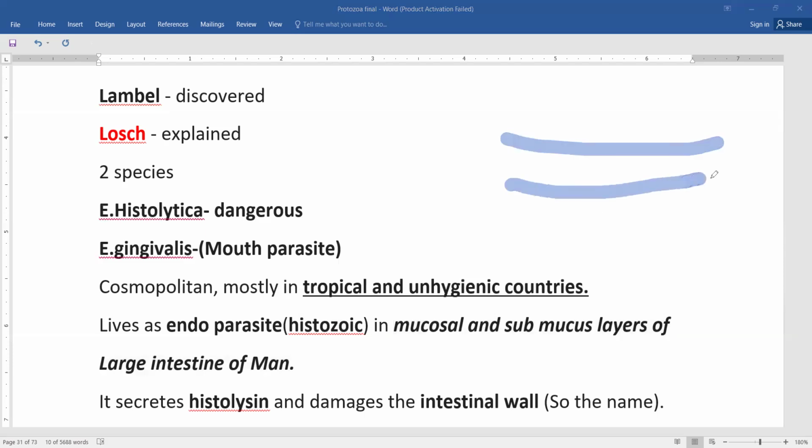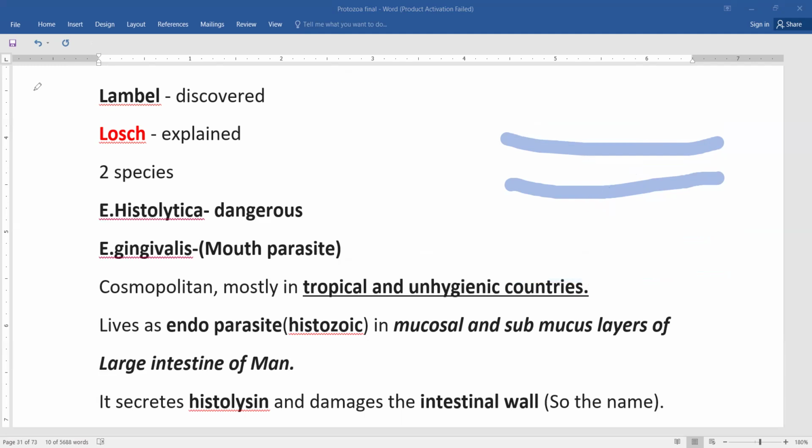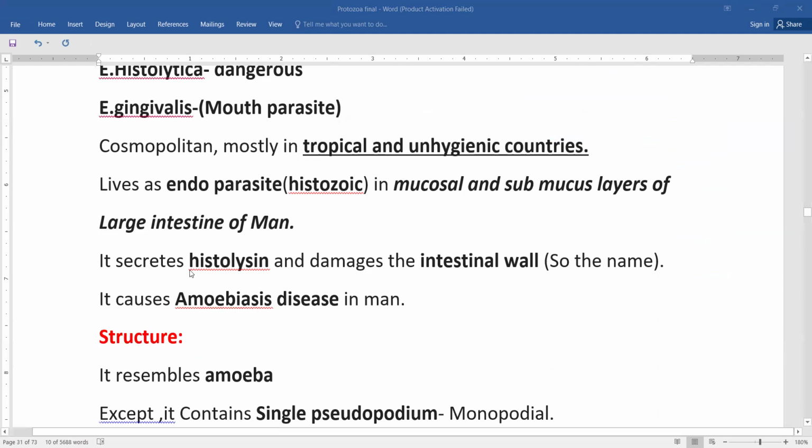Generally, four layers are present in the wall of the intestine, after excluding the basal membrane. So within the mucosal and submucosal layer area, this Entamoeba resides as an endoparasite or histozoic parasite. It secretes, as I told you already, histolysin, an enzyme.